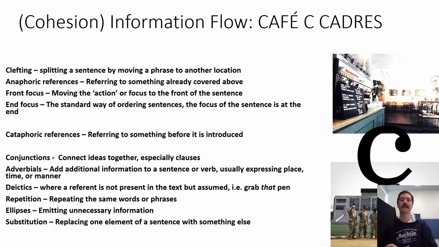Front focus, we've talked about that elsewhere, is moving the focus of the sentence to the front. End focus is typically how our sentences go. The key information is at the end. Conjunction, connect things together using clauses. You can add the FANBOYS in there for a range of conjunctions that you can memorize: for, and, but, nor, those sort of things. Adverbials, add a little bit more information, essentially. Deictics is a tricky one, but it's basically when from the context it's not entirely clear what it was. So if you read on a piece of paper, grab that pen, unless you're in the room looking at me pointing at a pen, you'd probably have no idea.